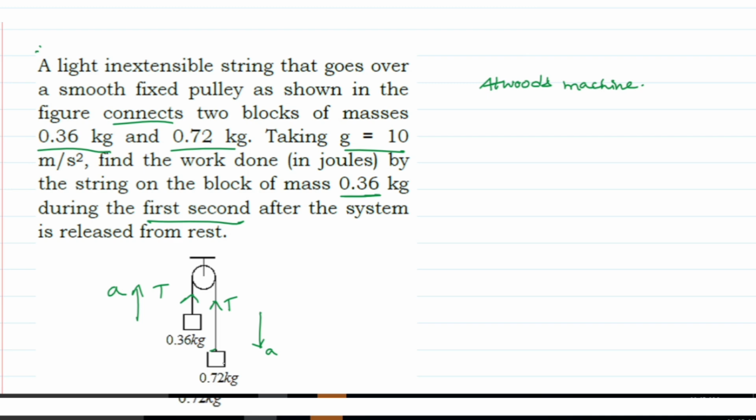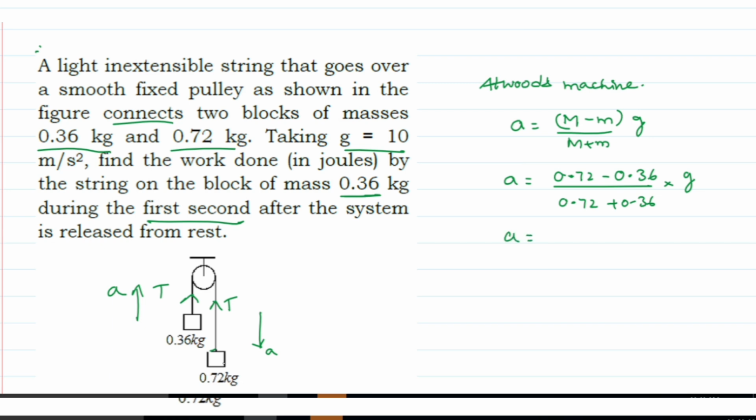Then the acceleration experienced by the system in the Atwood machine is a equals capital M, the mass of the heavier body, minus small m, divided by capital M plus small m, into g. This is a fundamental relation you get from the Atwood machine concept. You will remember, students. Now simplify: capital M is 0.72 kg minus 0.36 kg, by 0.72 plus 0.36, into g.